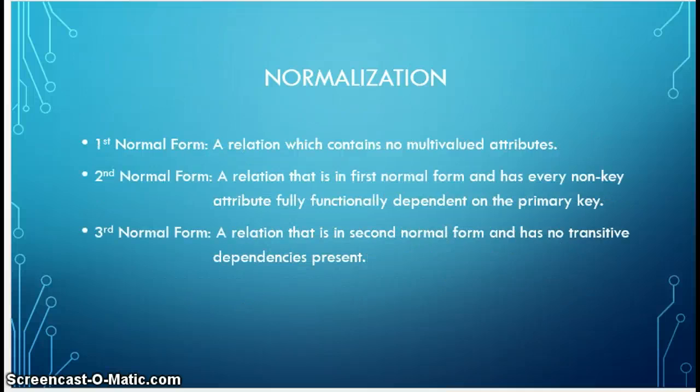Lastly, we have the first normal form, a relation which contains no multi-value attributes. The second normal form is a relation that is in first normal form and has every non-key attribute fully functionally dependent on the primary key. The third normal form is a relation that is in second normal form and has no transitive dependence. Let's go back to the normalization first.